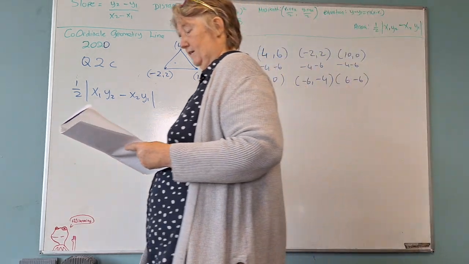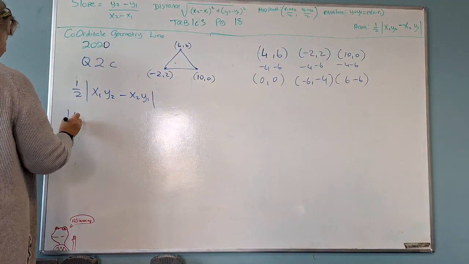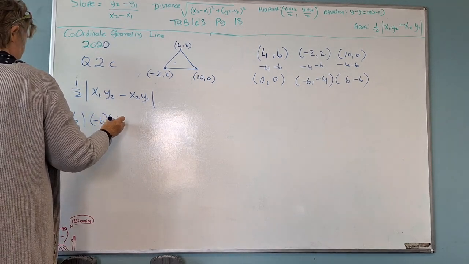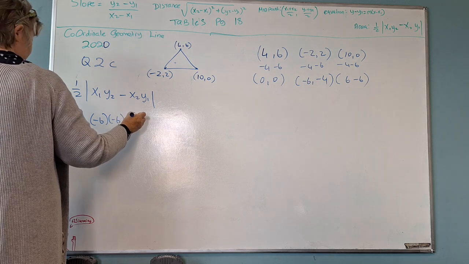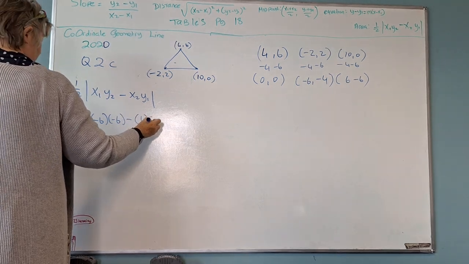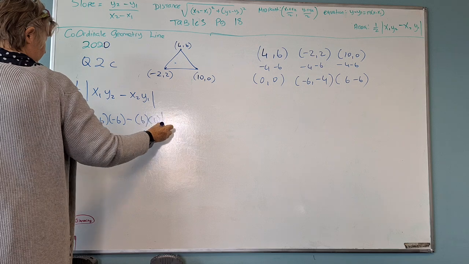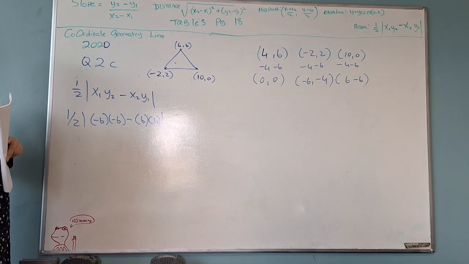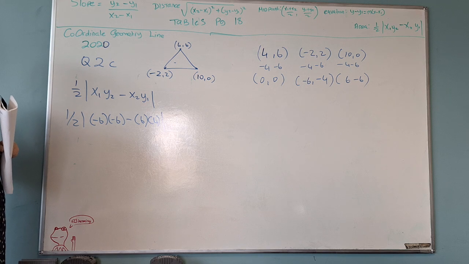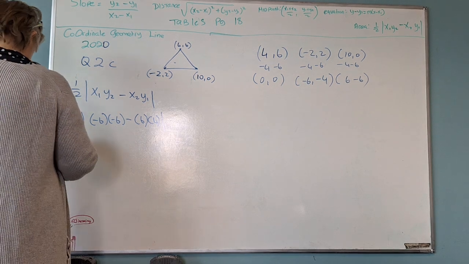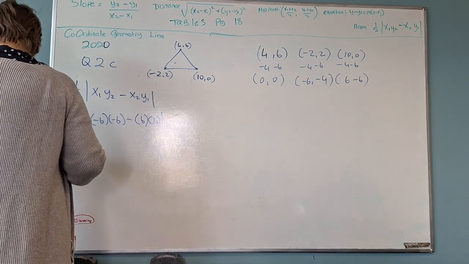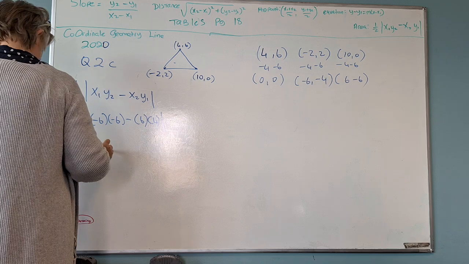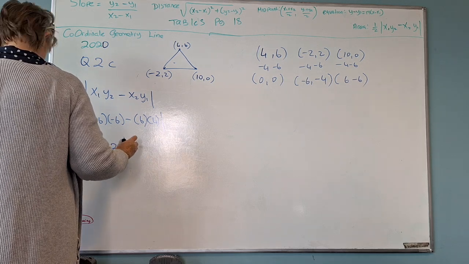So we're going to put that into our formula. So it is half of minus 6 by minus 6 minus 6 by 4. And those lines mean you don't take any negative values. If you end up with a negative in between the lines, you just use the positive value of it. So this is half of 36 plus 24, which is 30.